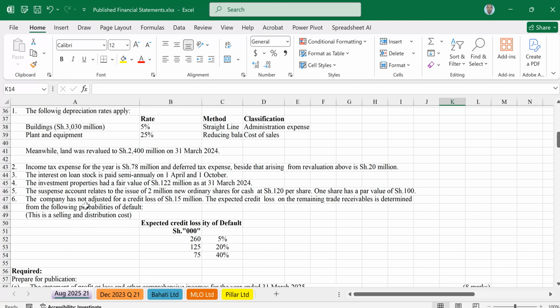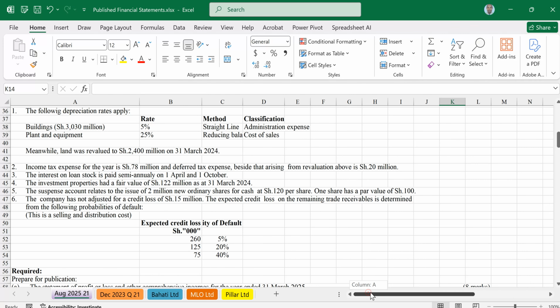6. The company has not adjusted for a credit loss of 15 million. The expected credit loss on the remaining trade receivable is determined from the following probabilities of default. So we want to adjust for this credit loss, that is a bad debt. Then after adjusting for this bad debt, you also do expected, that is like a provision for bad debt. Then that will also affect the selling and distribution. This is a selling and distribution cost.